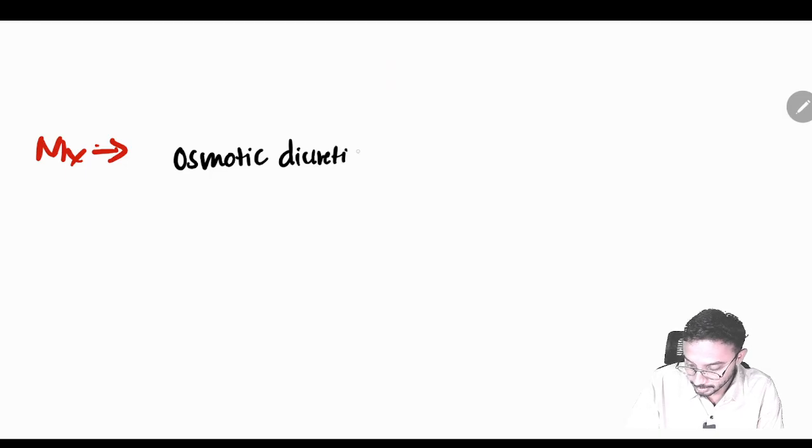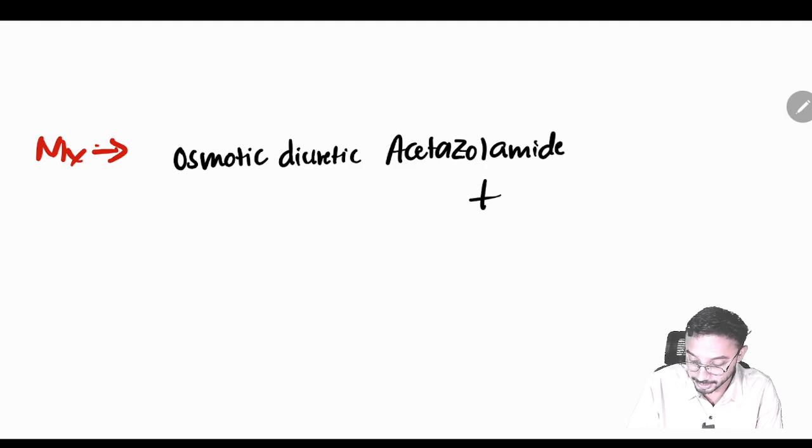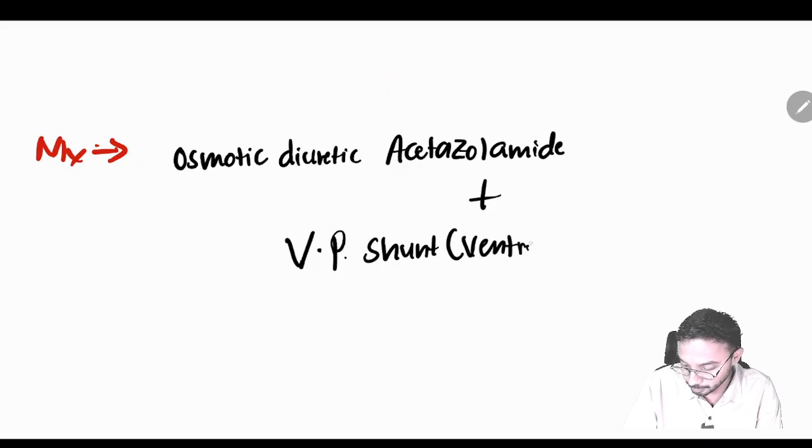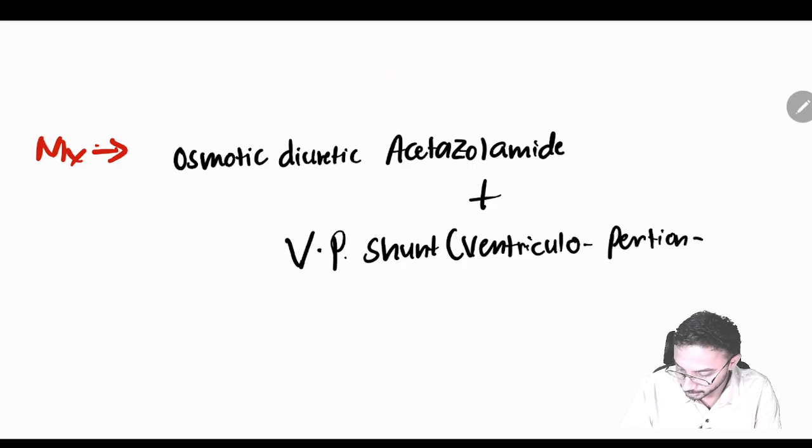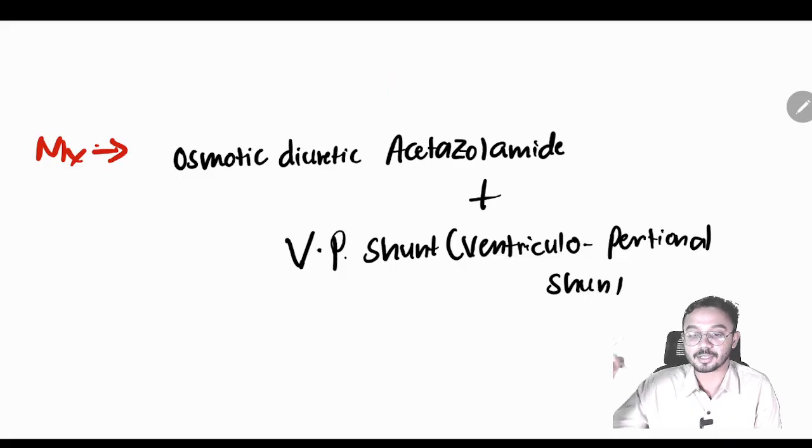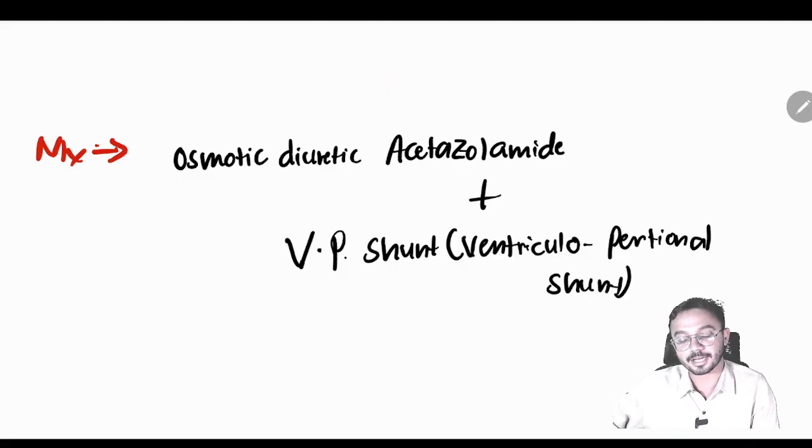That is your acetazolamide. And I will put surgery known as ventriculoperitoneal shunt, VP shunt. So what will it do? It will drain the CSF from the brain and send it to your peritoneal cavity. This is the function of your ventriculoperitoneal shunt.